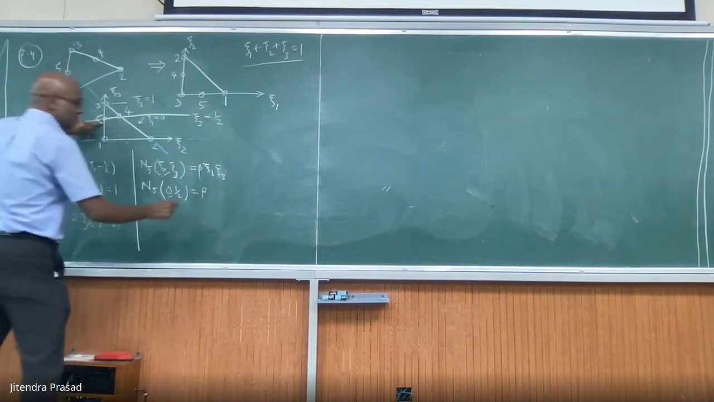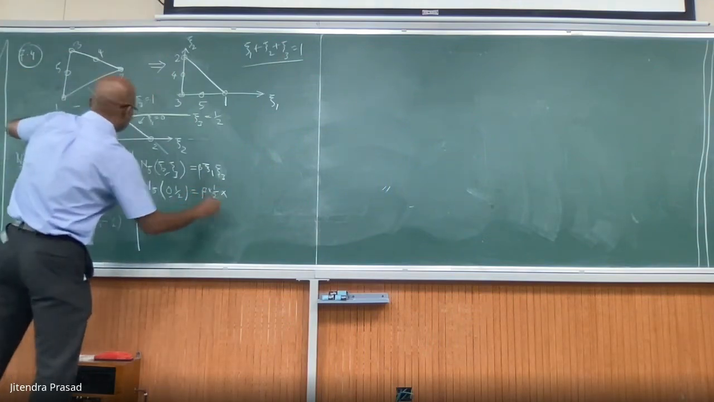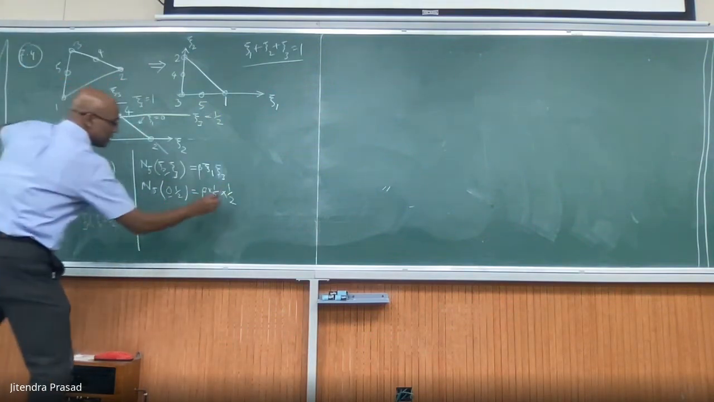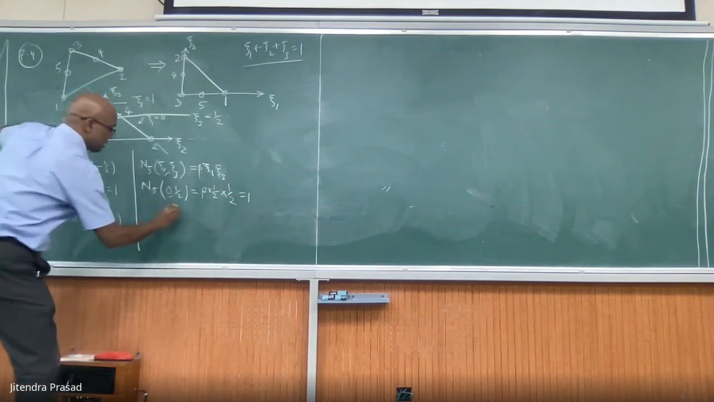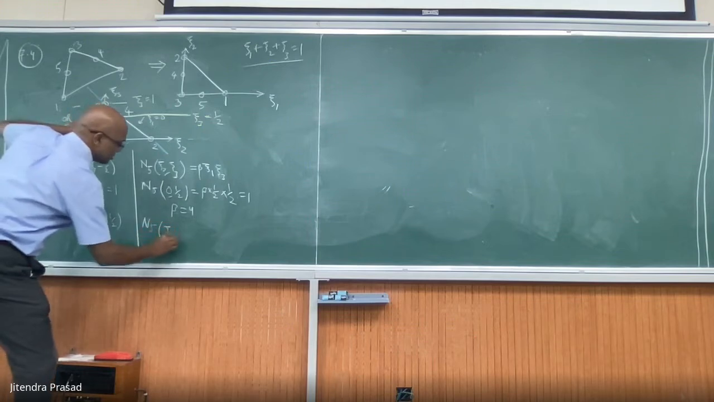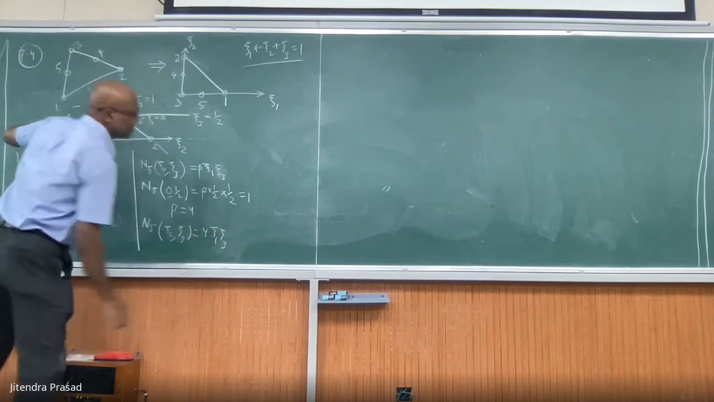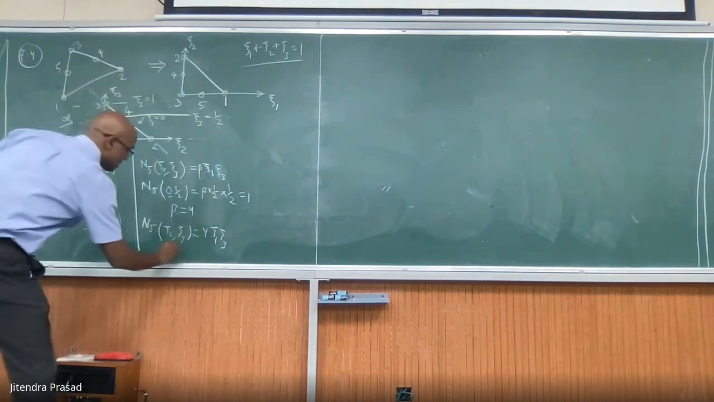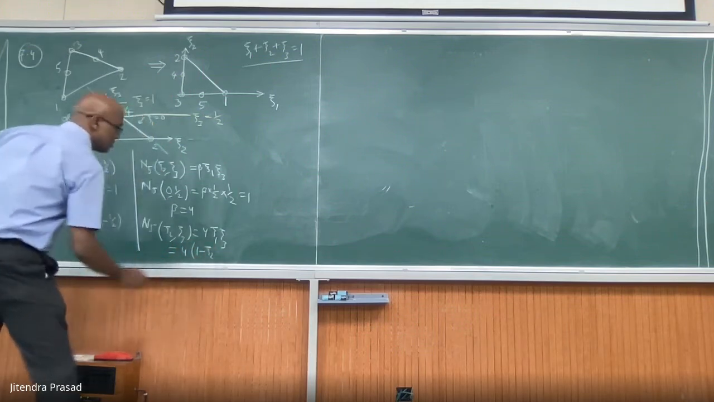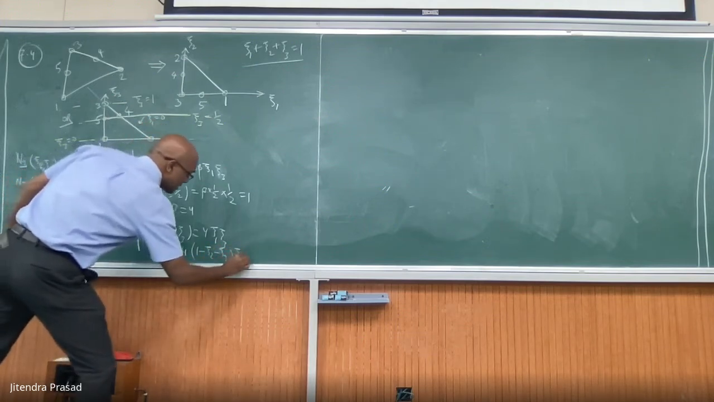So xi1 is also half. This is half distance from here. So half multiplied by xi3, which is also half, is equal to 1, and beta is equal to 4. So N5 of xi2, xi3 is equal to 4 xi1 xi3. You can expand also: is equal to 4 times (1 minus xi2 minus xi3) multiplied by xi3.